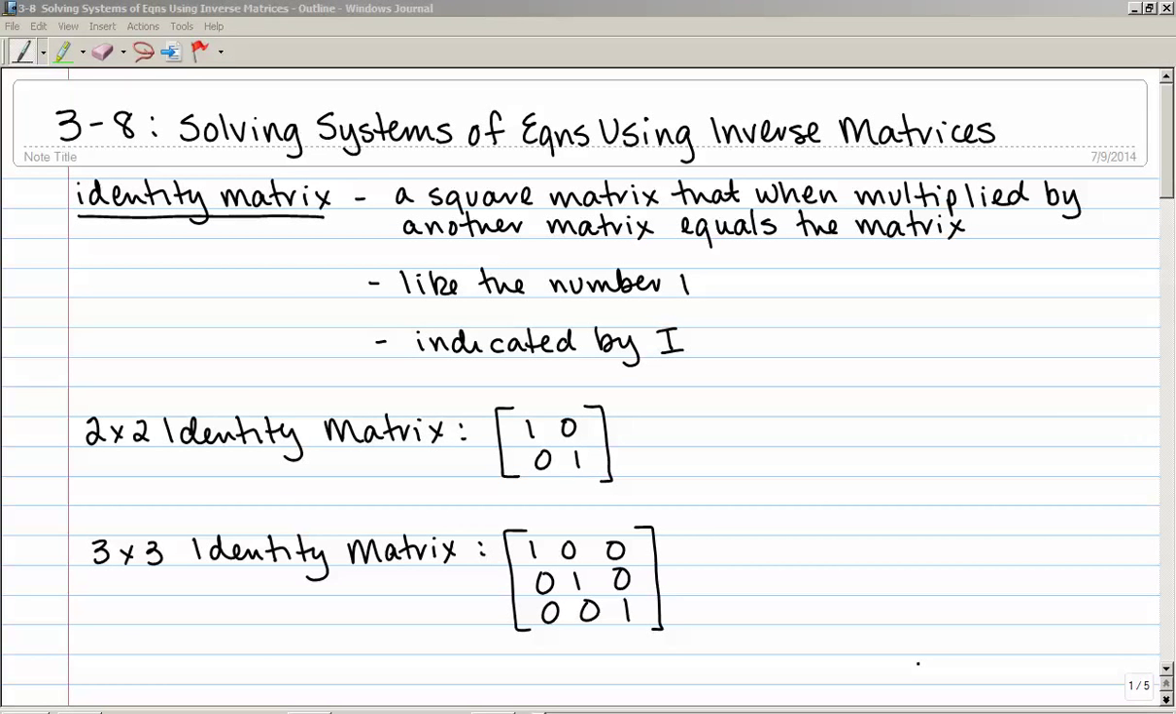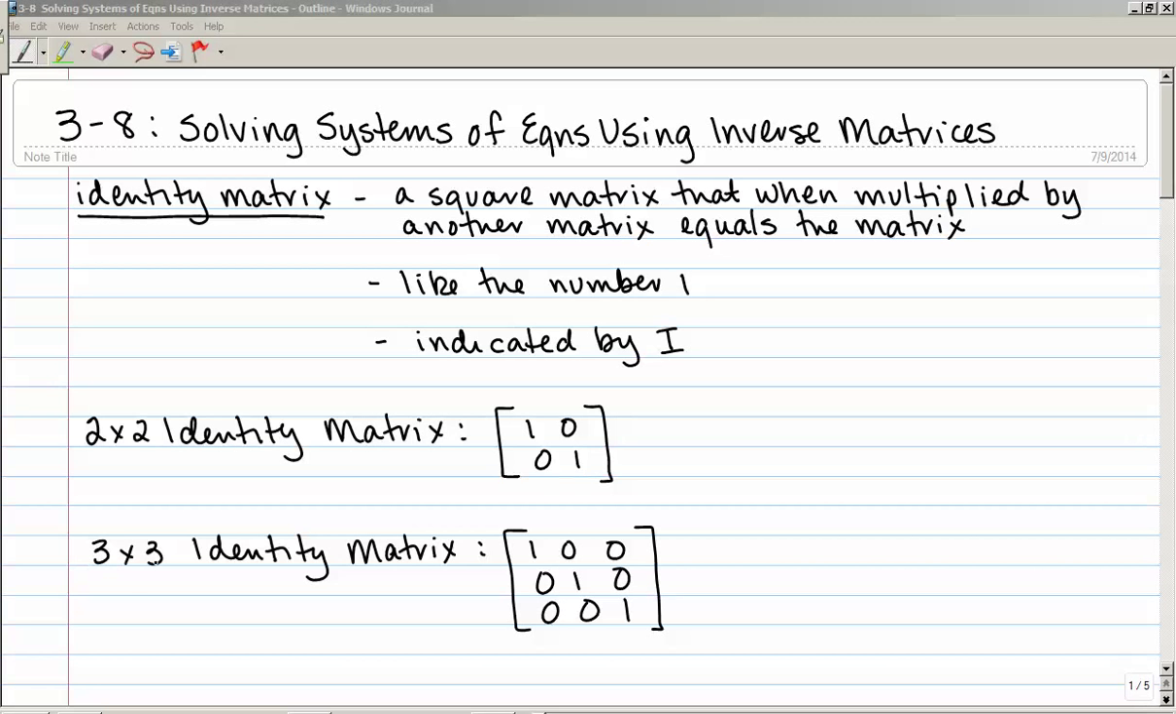Section 3.8 is on solving systems of equations using inverse matrices. The identity matrix is a square matrix that when multiplied by another matrix equals the original matrix. It's kind of like the number 1, and it's indicated by an uppercase printed I. So for example, the 2 by 2 identity matrix looks like this: 1, 0, 0, 1.